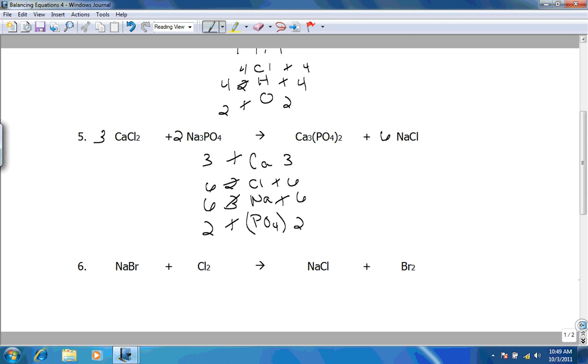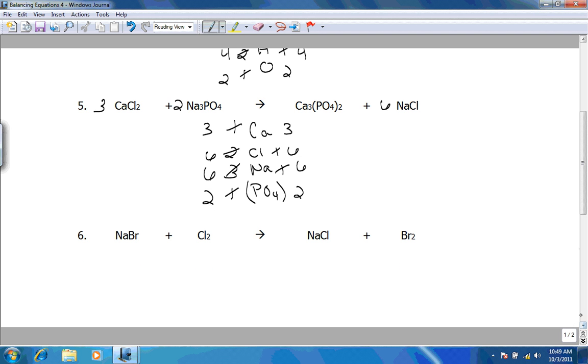Okay, we are on worksheet number 4 for balancing chemical equations, and we're doing 6 through 10 now. So here we have sodium, bromine, and chlorine. We have one sodium on the left, and we have one on the right. We have one bromine on the left, but we have two on the right, two chlorines on the left, and one on the right.